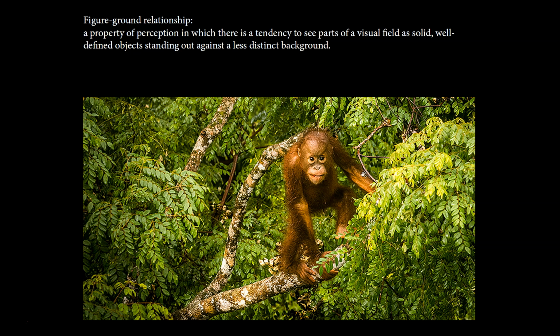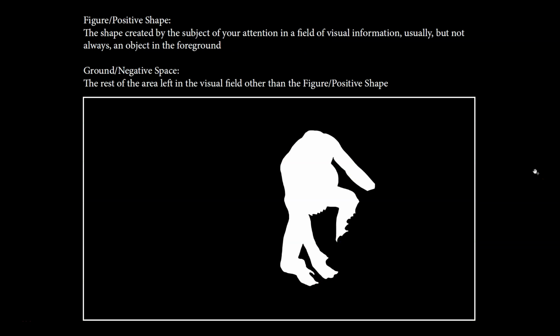So this is just a property of perception, and it has more to do with your attention than anything else, in which there is a tendency to see parts of a visual field as solid, well-defined objects standing out against a less distinct background. That basically just means you're paying attention to this and your brain is just filling in the rest of the stuff. You're not seeing the actual details of leaves. Your brain is just filling in what it thinks it knows about leaves. And so that allows you to expend all of your mental calories on paying attention to the important thing, the monkey.